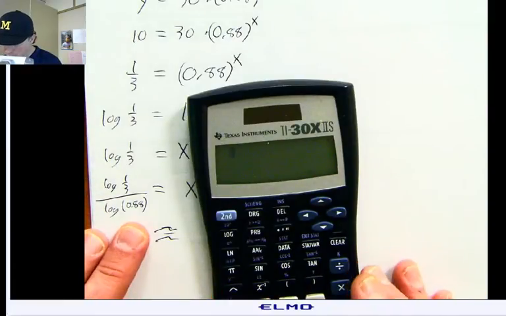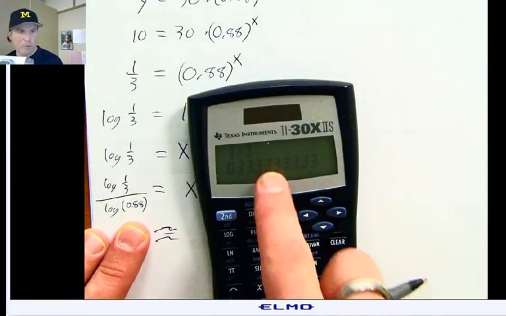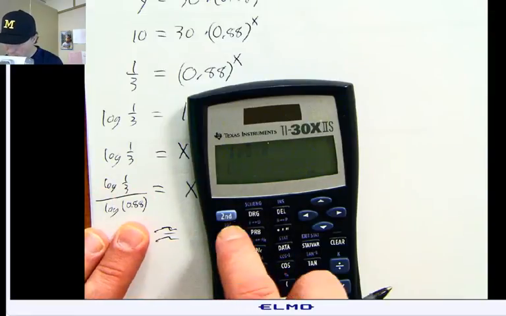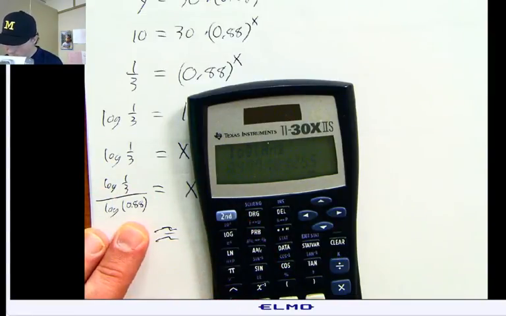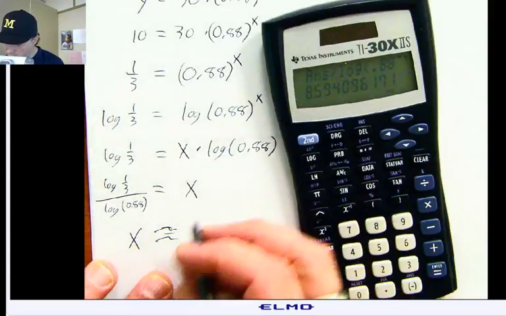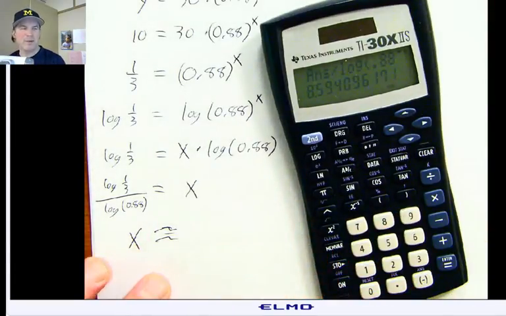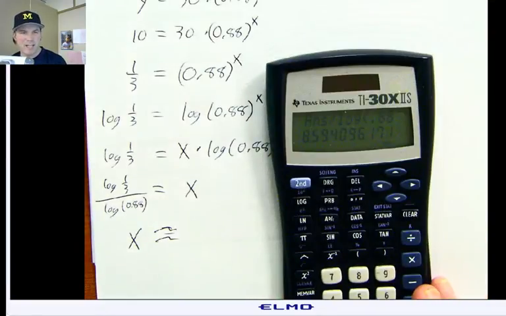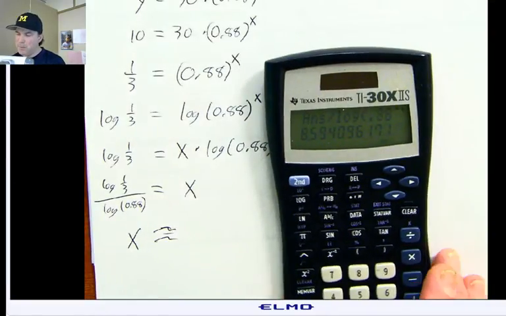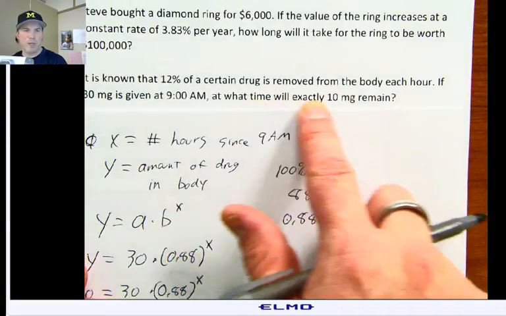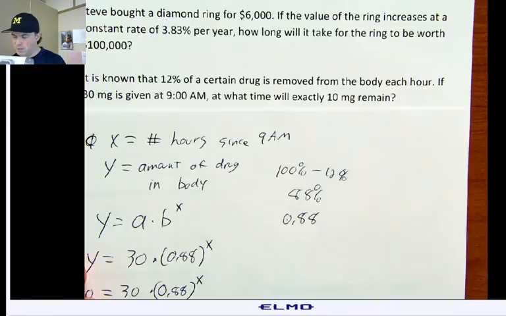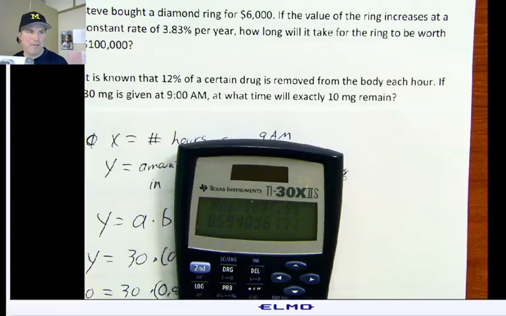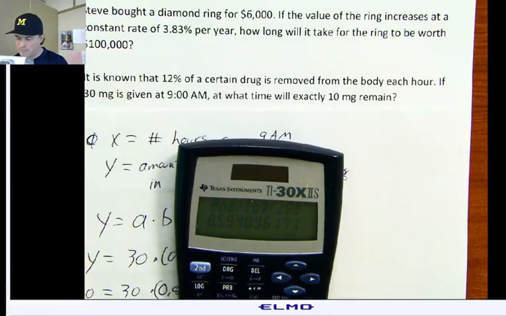So let's see. First I'd go 1 divided by 3, 0.3 repeating, then log of that. So log of the answer gives me that negative number, then divided by log of 0.88, and I get 8.594 hours. Again, though, this is where you need to be careful, because it says at what time will exactly 10 milligrams remain. And when someone says at what time, you don't just say 8.594 hours, you actually give them a specific time.